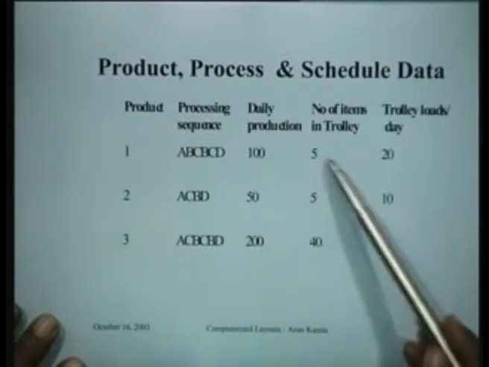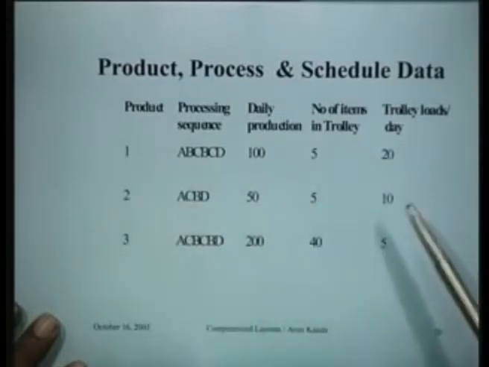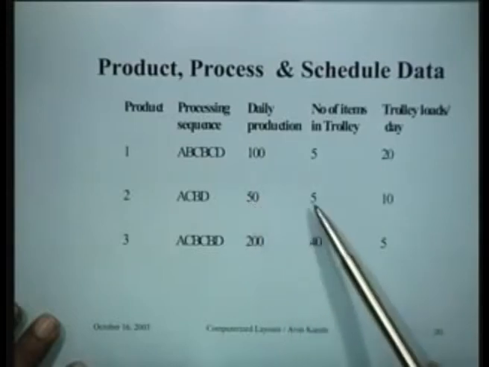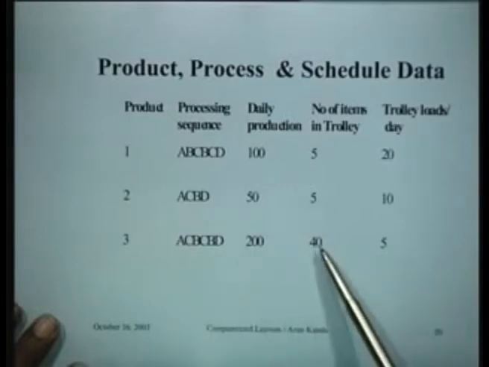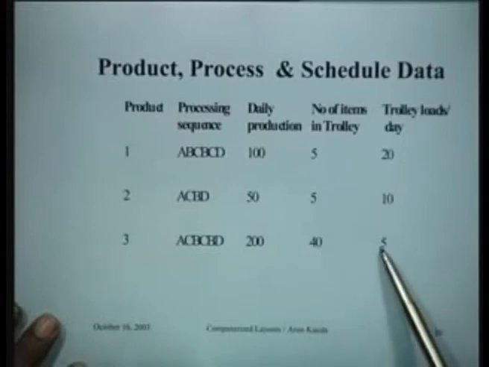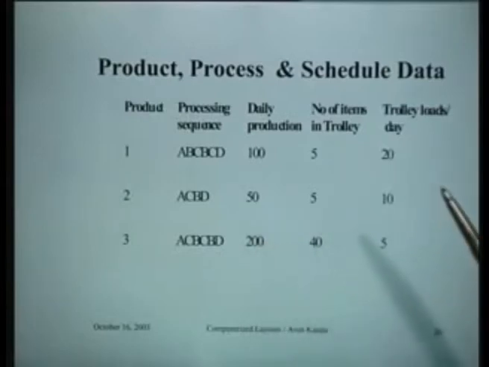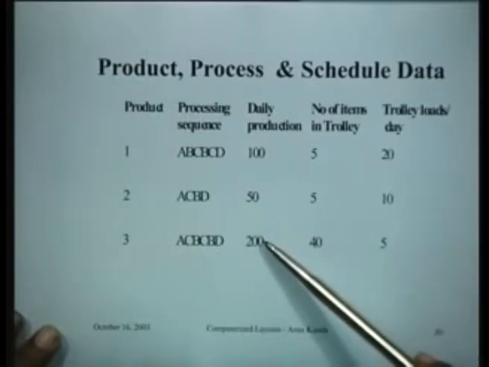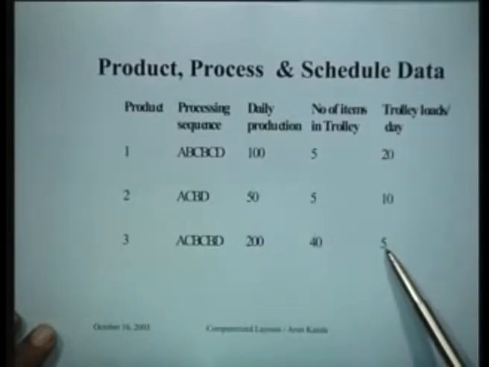So 100 by 5 is 20 trolley loads per day moving of product 1, and 50 by 5, that is 10 trolley loads, moving of product 2, and 200 by 40, that is 5 trolley loads. Only 5 trolley loads will be able to carry these items, because these are relatively small items. So these could be very small items, and these are relatively bigger items. You need only 5 trolley loads, nuts and bolts, something like that, which can be carried in only 5 trolley loads per day.